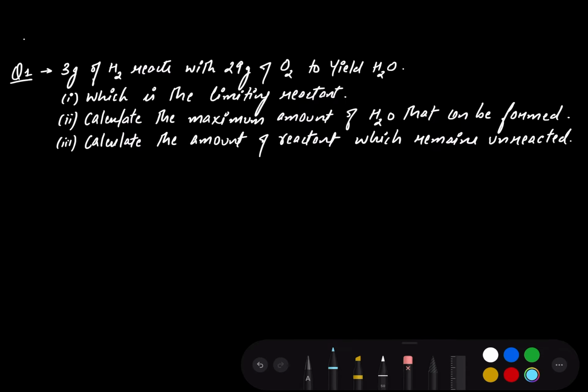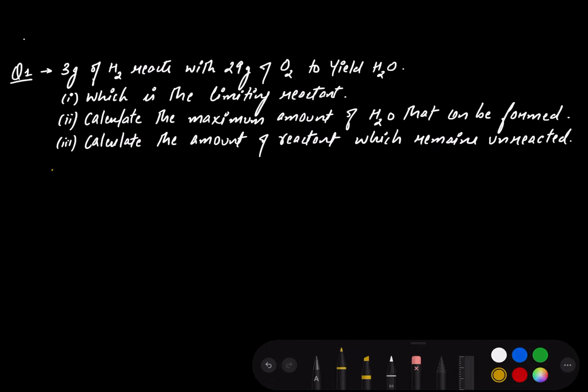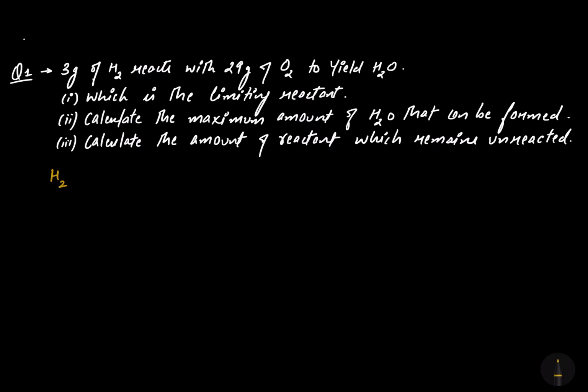First of all, the first rule that I have told you: you have to write the balanced chemical reaction. So I'm writing H2 plus O2 forms H2O. Now balance it: 2H2 plus O2 gives 2H2O. Now it's a balanced chemical reaction.